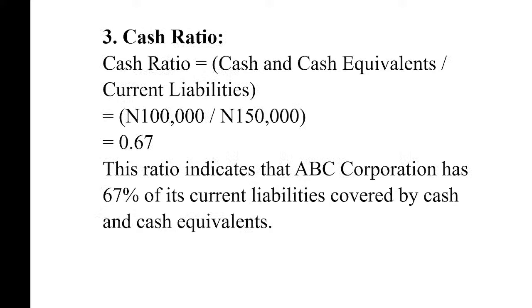Cash ratio. Cash ratio is equal to cash and cash equivalents over current liabilities, equal to 100,000 over 150,000, equal to 0.67. This ratio indicates that ABC Corporation has 67% of its current liabilities covered by cash and cash equivalents. This is a very good ratio because it means that they can pay their current liabilities anytime.